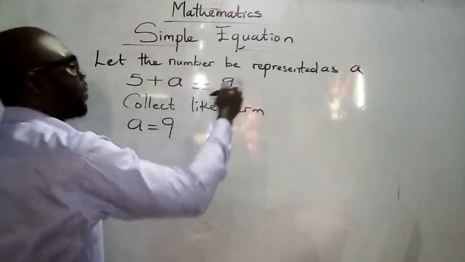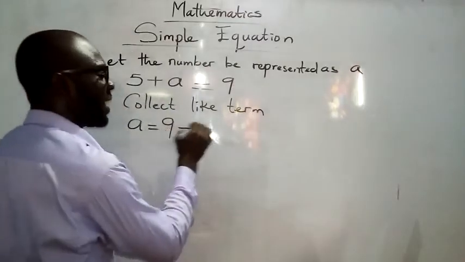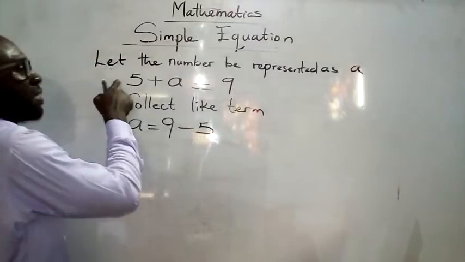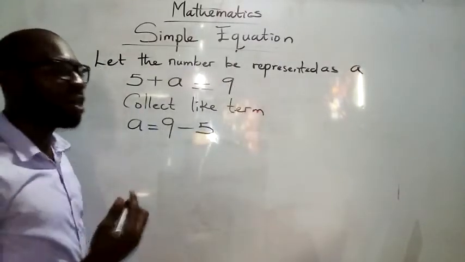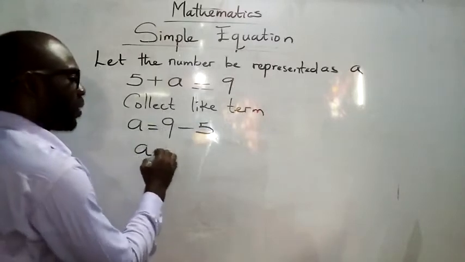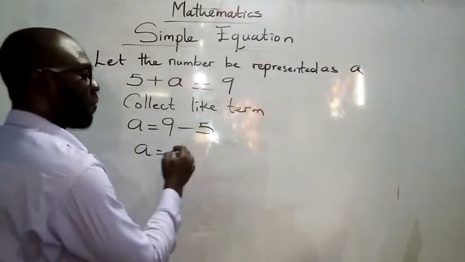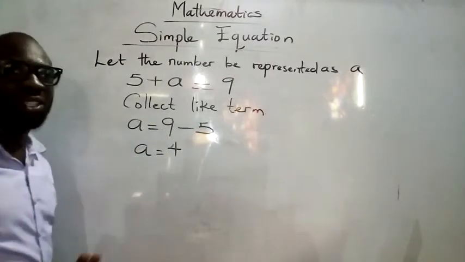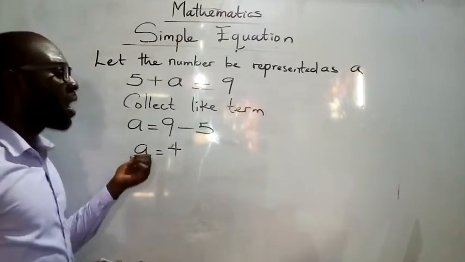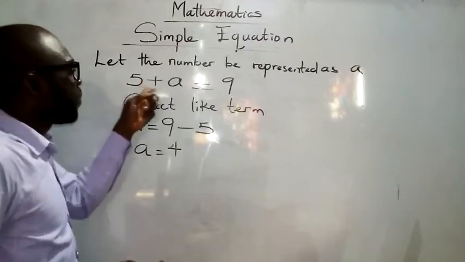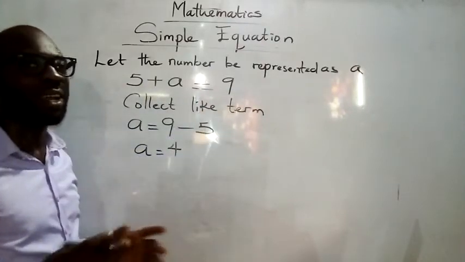Here the 5 is assumed to be positive. So moving over to the other side, it changes to negative. But if there is a negative sign, in crossing over to the other side, it changes to positive. So we have A will be equal to 9 take away 5, which is 4. And our result is 4. So let's confirm. Wherever we have A, we put 4. So 5 plus 4 equal to 9. As simple as that.